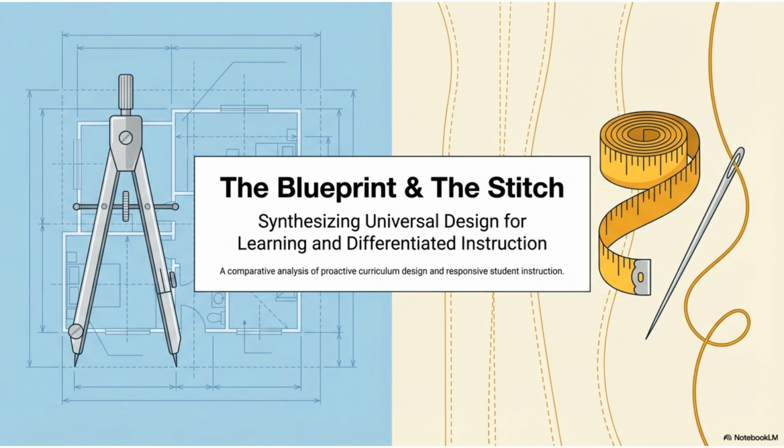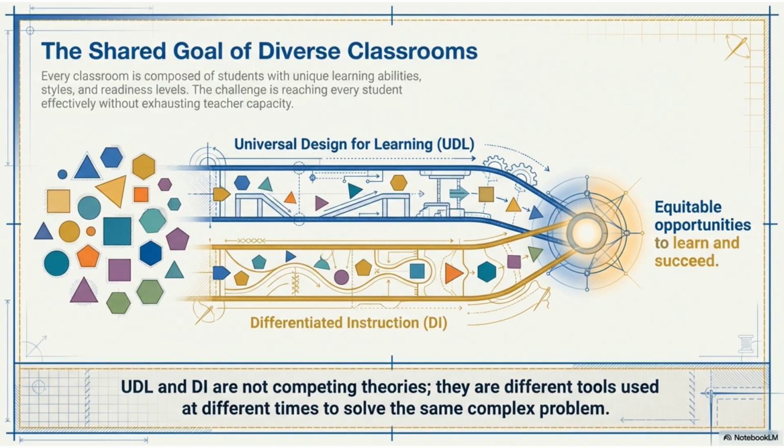Welcome to The Blueprint and the Stitch, where we synthesize Universal Design for Learning, or UDL, and Differentiated Instruction, or DI. We will compare proactive curriculum design and responsive student instruction. Diverse classrooms share the goal of providing equitable opportunities for all students to learn and succeed. UDL and DI are non-competing tools used to solve the complex problem of effectively reaching every student.